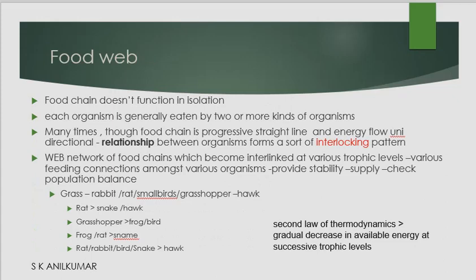What is a food web? Now the food chain is sequential, interconnected, a straight line, unidirectional energy flow, all that we have seen. Food web is a web. Web means a relationship of interlocking pattern among the organisms, the plants and animals. And interlocking pattern means what? Each organism is generally eaten by one or more kinds of organism.